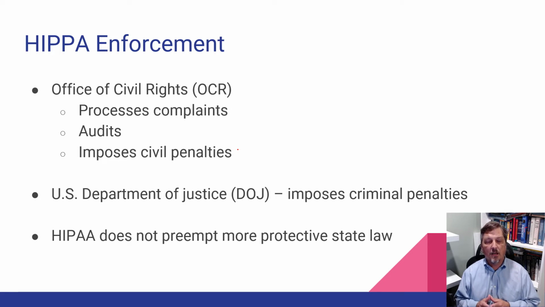HIPAA is enforced by the Office for Civil Rights within the HHS. The Office for Civil Rights will process complaints, do audits, and impose civil penalties. The U.S. Department of Justice imposes criminal penalties, relatively rarely, but for very significant violations. And note also that HIPAA does not preempt state law, so there also can be enforcement of privacy violations under, for example, general state data breach laws or other state laws that might cover HIPAA protected information.